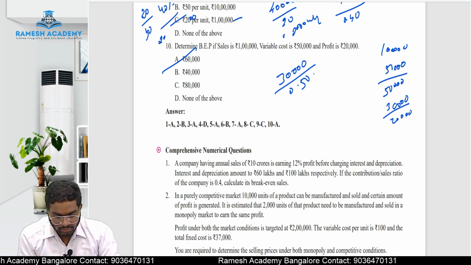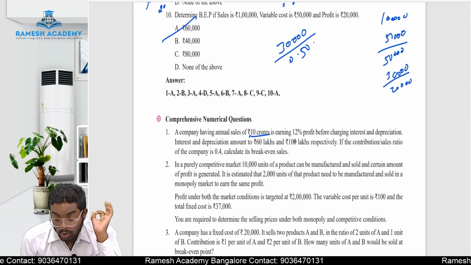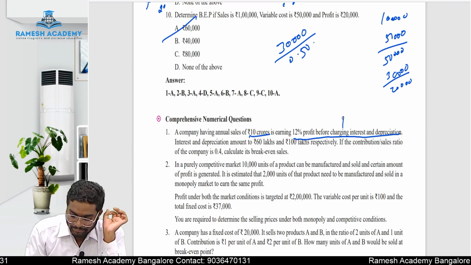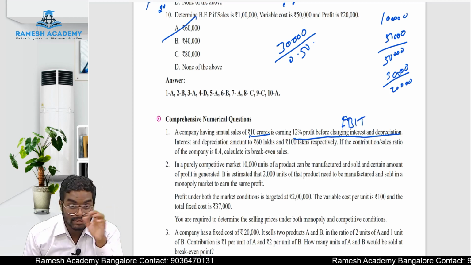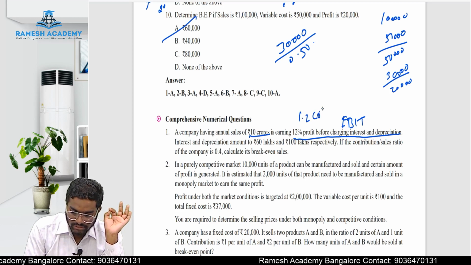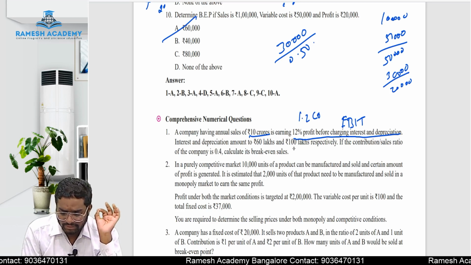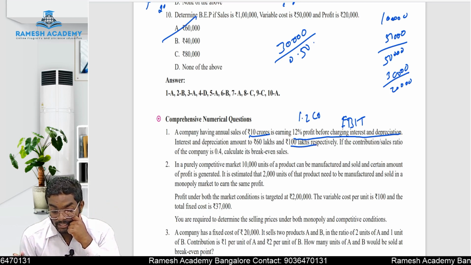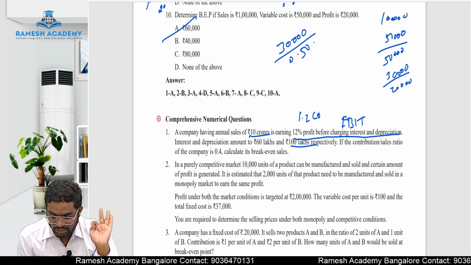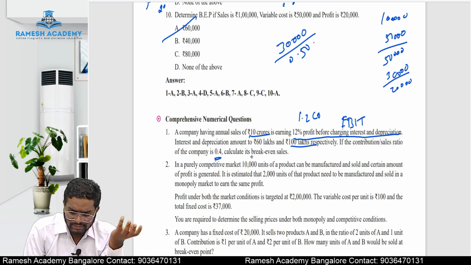So the first question. They're telling that the company is having an annual sales of 10 CR and earning 12% profit before charging interest and depreciation. So they're earning EBIT or PBIT, whichever you call. They're getting 12%, which means 1.2 CR is their EBIT. And interest and depreciation of rupees 60 lakh and 100 lakh respectively. So interest and depreciation is 60 and 100 lakh. If the contribution by sales ratio is 40%, which means the PV ratio, calculate the break-even sales.